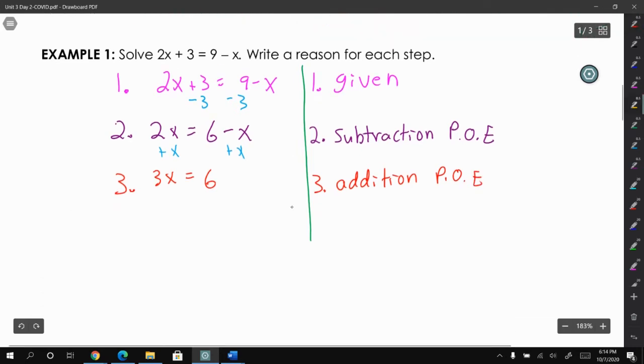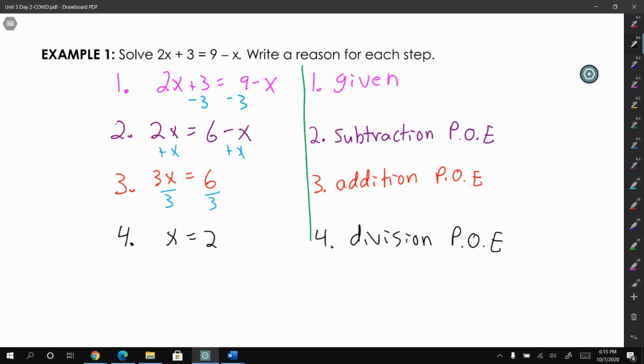And then the last thing we would do is divide both sides by 3. So the fourth thing would be x equals 2. And what we did there was the division POE.